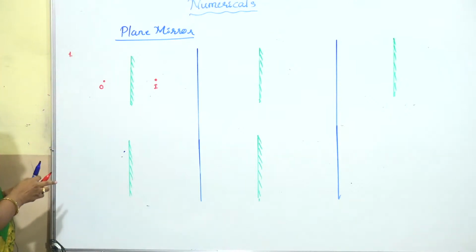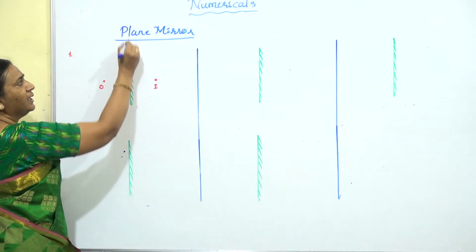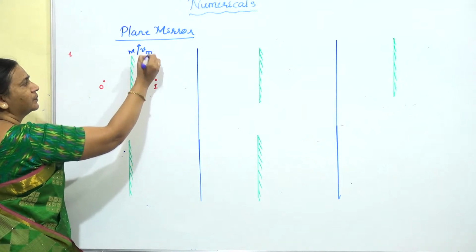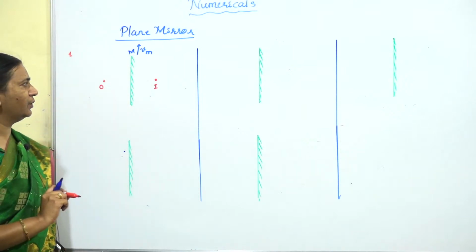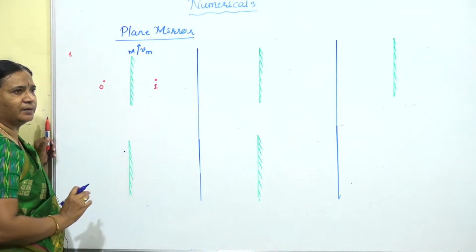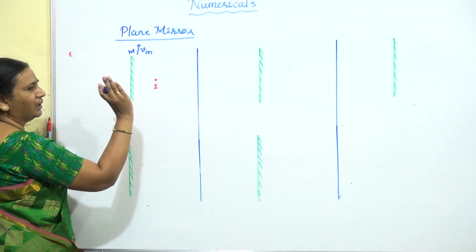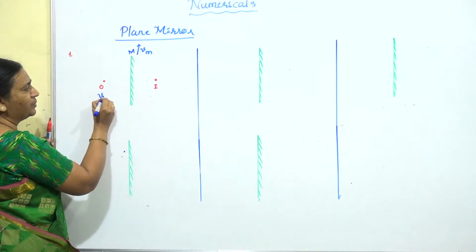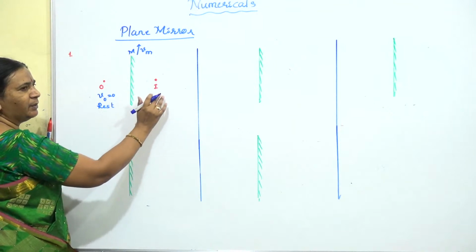Now suppose the mirror itself is moving with certain velocity Vm. Then what happens to the image speed? Nothing is going to happen. Let the mirror move like this, the image remains at the same position. If I take object speed as 0, it's at rest, then the image also remains at rest.